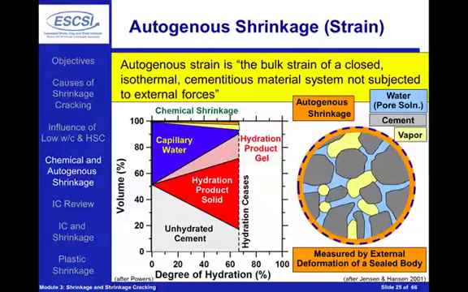Autogenous shrinkage is defined as the bulk strain of a closed isothermal cementitious material not subjected to external forces. Now that's a lot, so what does that really mean? What we're saying is this is the external deformation of a body that's sealed. So while chemical shrinkage is the total volume change, the autogenous shrinkage is just the external volume change that we may measure on a particular concrete.